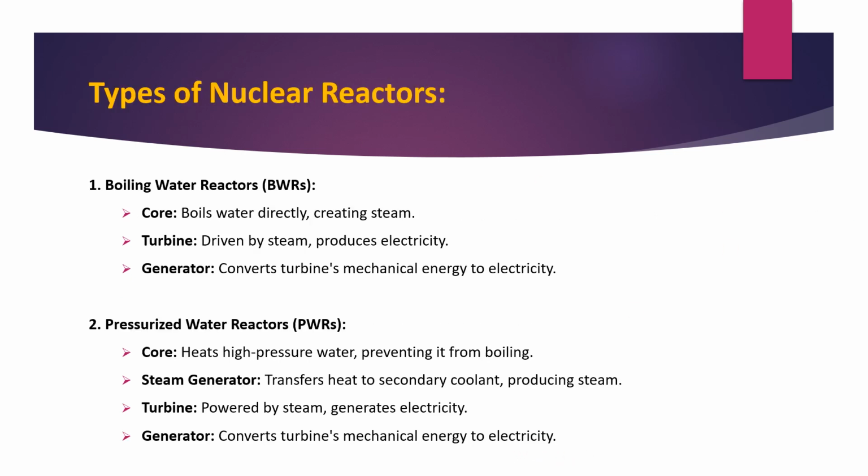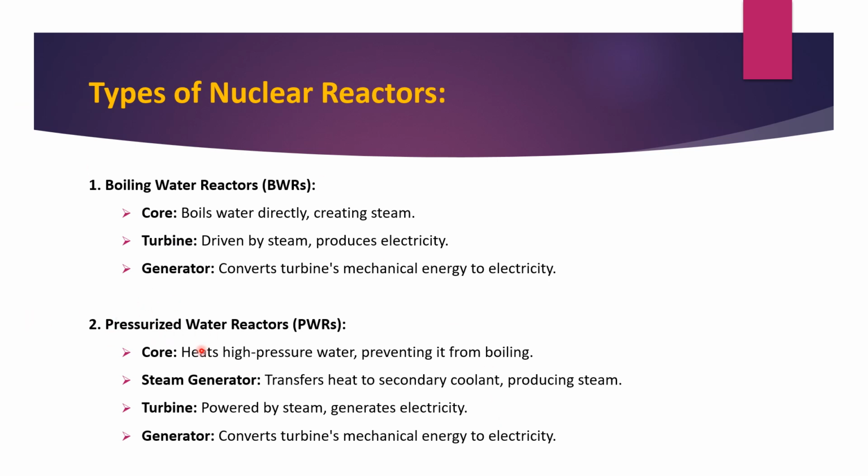So that's it. Now we'll see the types of nuclear reactors. Basically there are two types: boiling water reactors, known as BWRs, and the second one is the pressurized water reactor, that is PWR. As the name says, boiling water means the water boils directly in the core and creates steam. The steam drives the turbines, the turbine is connected to a generator, and we get electricity, which is the very basic principle that I already explained in the last slide.